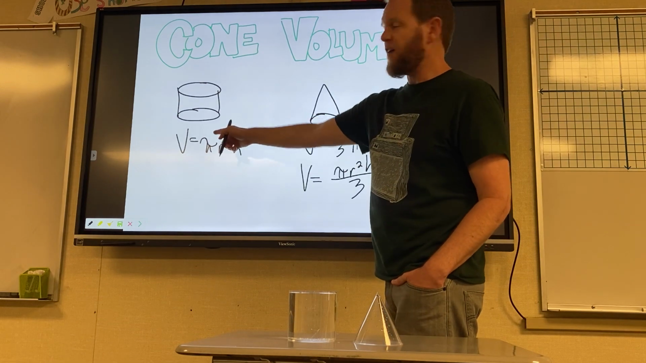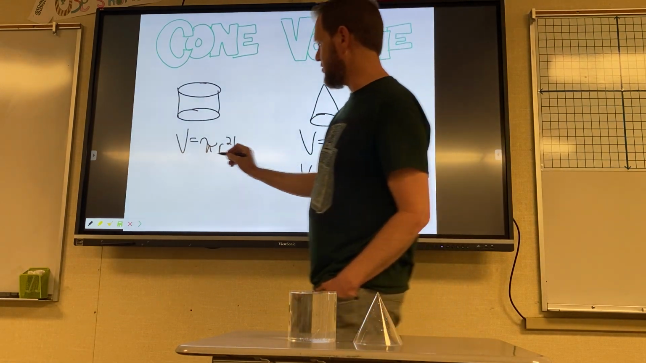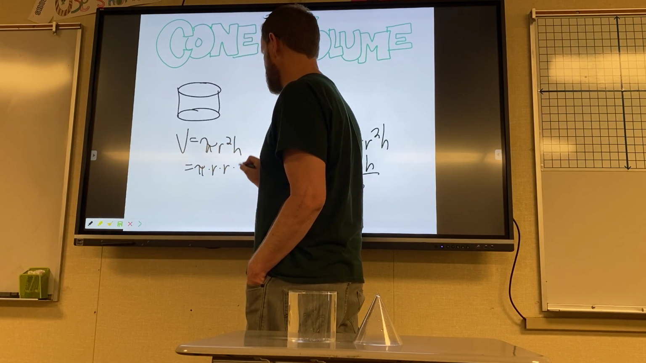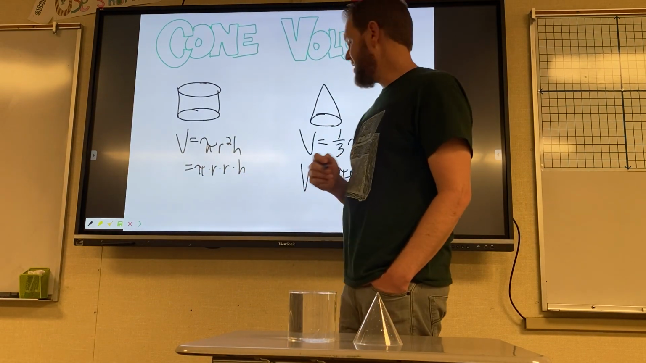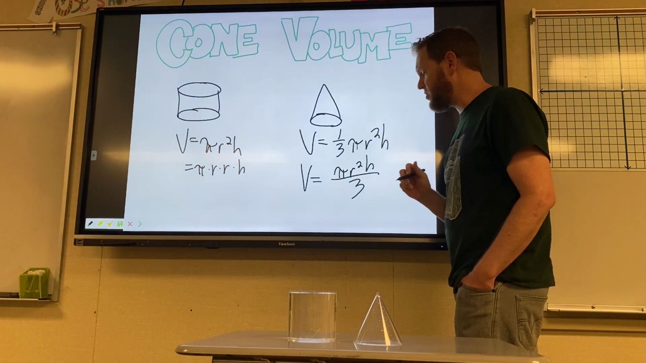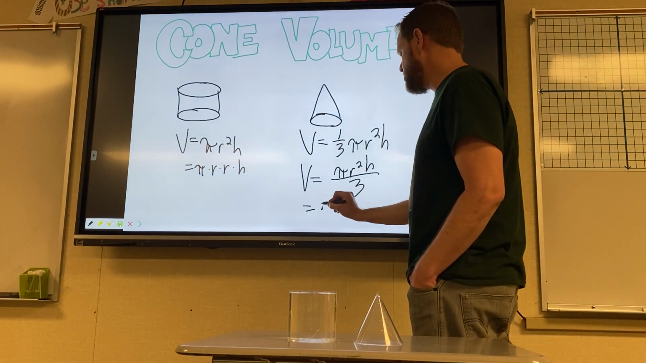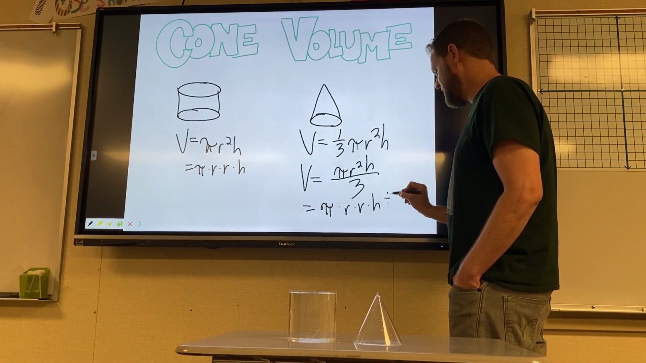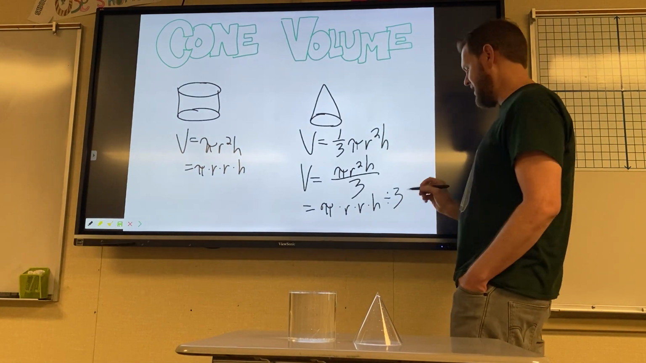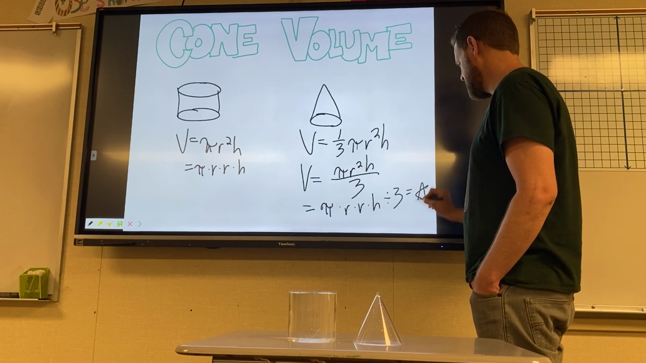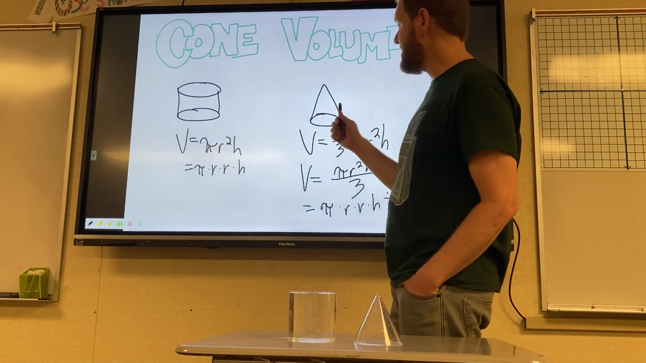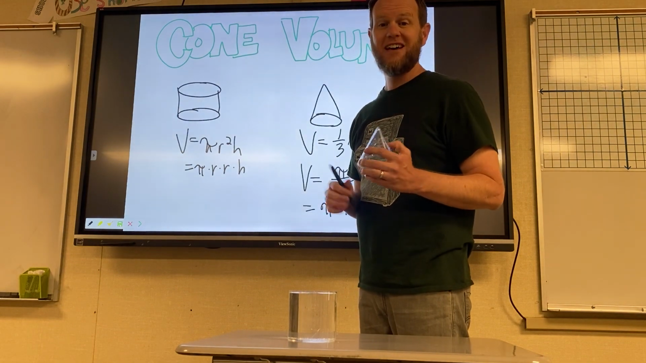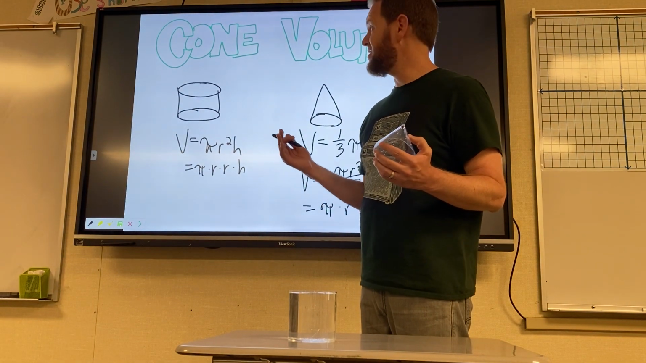So if finding the volume of a cylinder goes like this, you do pi times radius squared times height on your calculator. Then finding the volume of a cone goes like this on your calculator. Do pi times radius squared times height, and then just hit divided by 3, and that will give you your answer for any cone. That is all you need to know about cones.